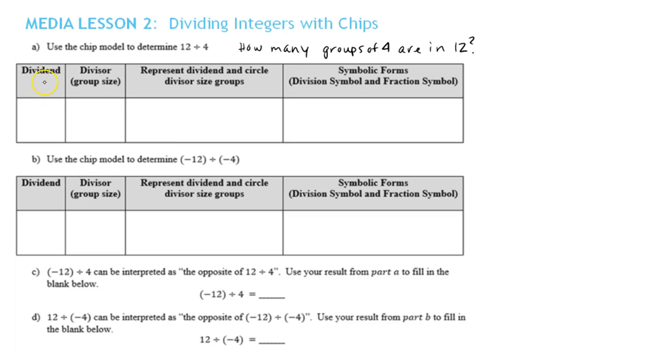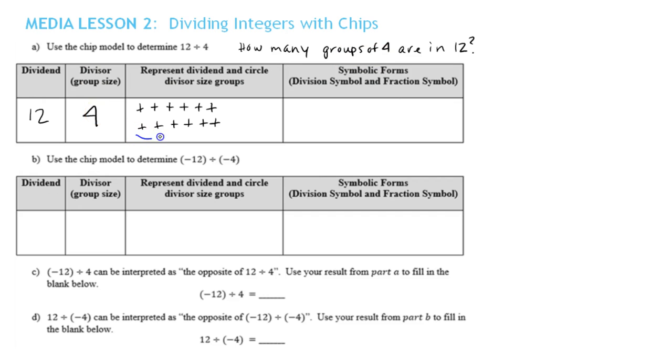So let's write our dividend. That's the first number. 12 is what we're dividing up. Divisor or group size is 4. And now we're going to use chips to represent the dividend and circle divisor size groups. So we're going to put 12 integer chips, positive ones, 1, 2, 3, 4, 5, 6, 7, 8, 9, 10, 11, 12. And we want to circle groups of 4, the divisor size.